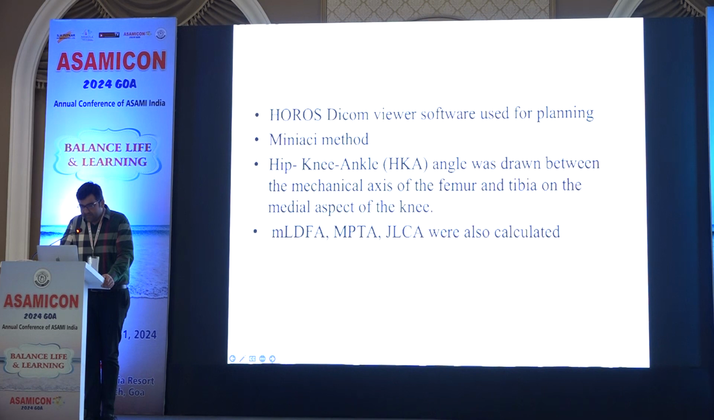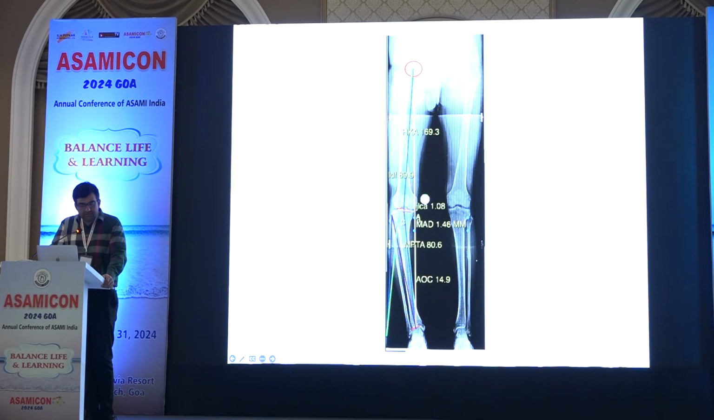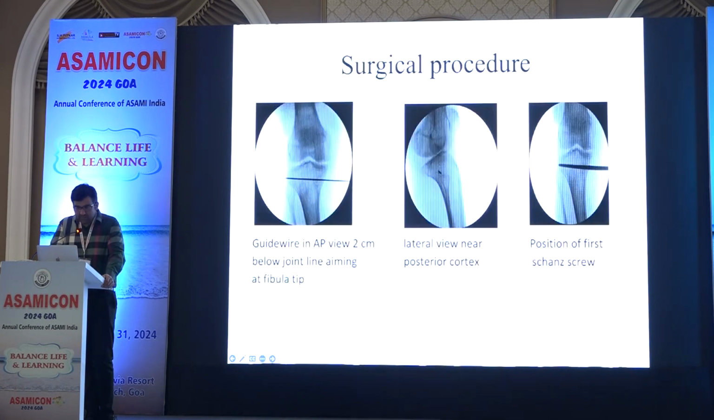The Miniaci method was used for the calculation of the angle of the correction which is required. Hip knee ankle angle was drawn between the mechanical axis of the femur and the tibia on the medial aspect of the knee. The LDFA, MPTA, JLC was also calculated. This is the way we did our calculation.